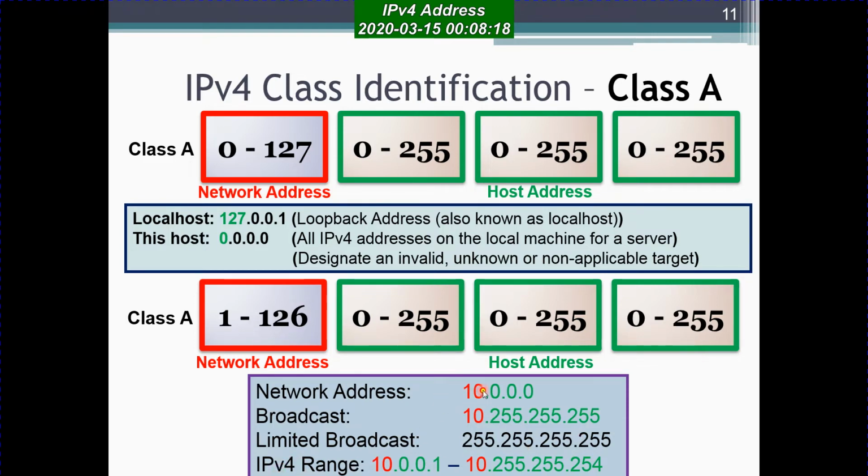Now, the range for this network address, the range of IP addresses that belong to this network address, starts from 10.0.0.1 up to 10.255.255.254.